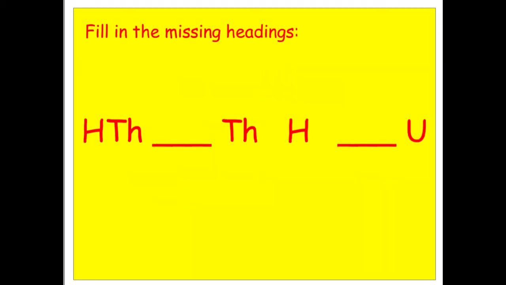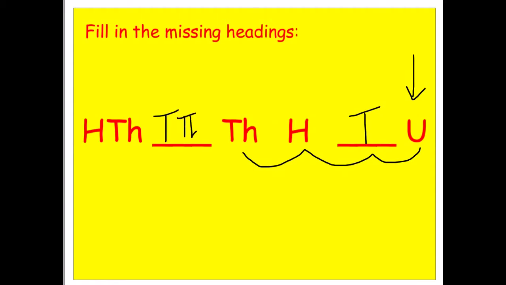Let's begin by recapping our place values. Can we put in the missing place values? Well, if we begin with our smallest value, which is our units, the next big value would be our tens. So our units, then tens, then hundreds, then thousands, then we've got our tens of thousands.